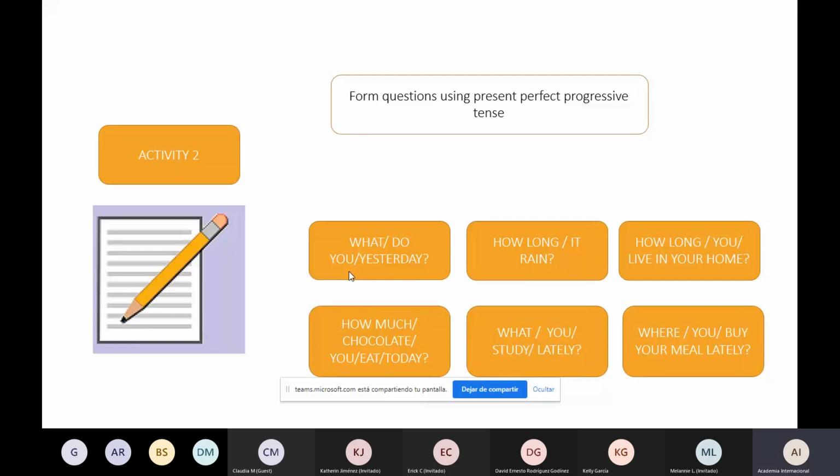Done? I have a question. With the question that says, how much chocolate you eat today? Do you say, how much chocolate have you been eating today? Yeah. Okay, thanks. Done? Okay, I'm going to give you a minute more.